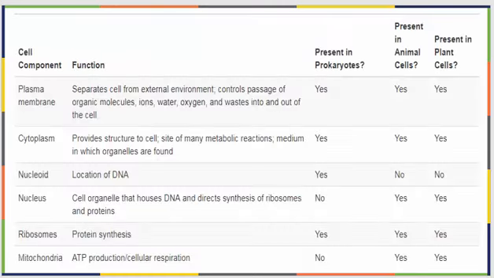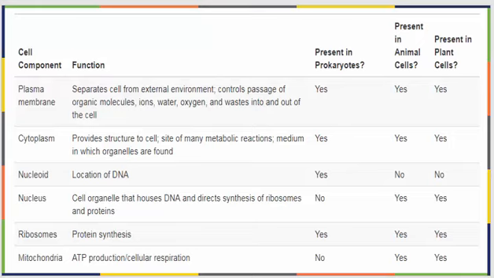Let's run through the basics of cell components and their functions. The plasma membrane separates the cell from the external environment and controls the passage of all molecules that are coming and going. All cells have a plasma membrane. The cytoplasm provides structure to the cell. It's the site of quite a few reactions, and it's a medium in which the organelles are housed. Think about something sitting in packing peanuts in a box. The cytoplasm would be the peanuts.